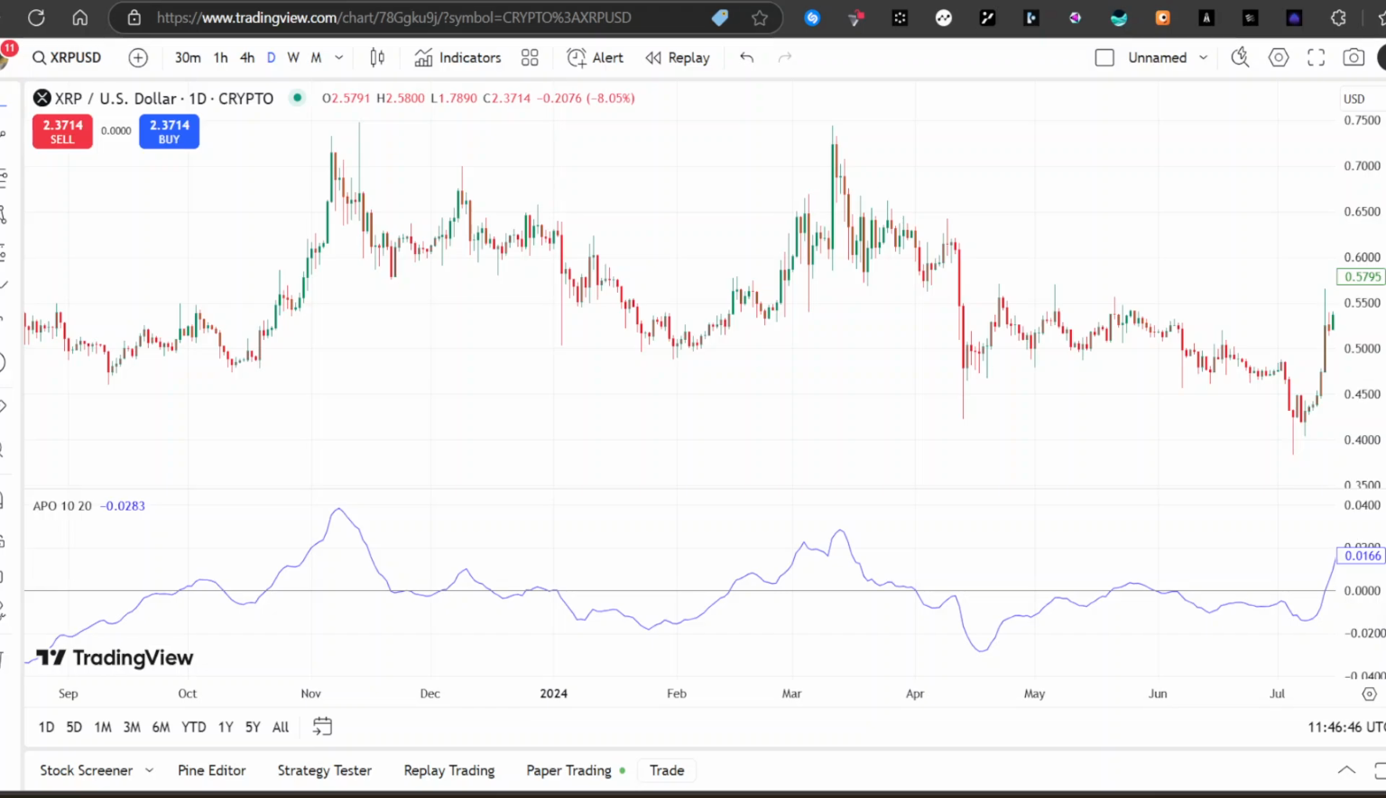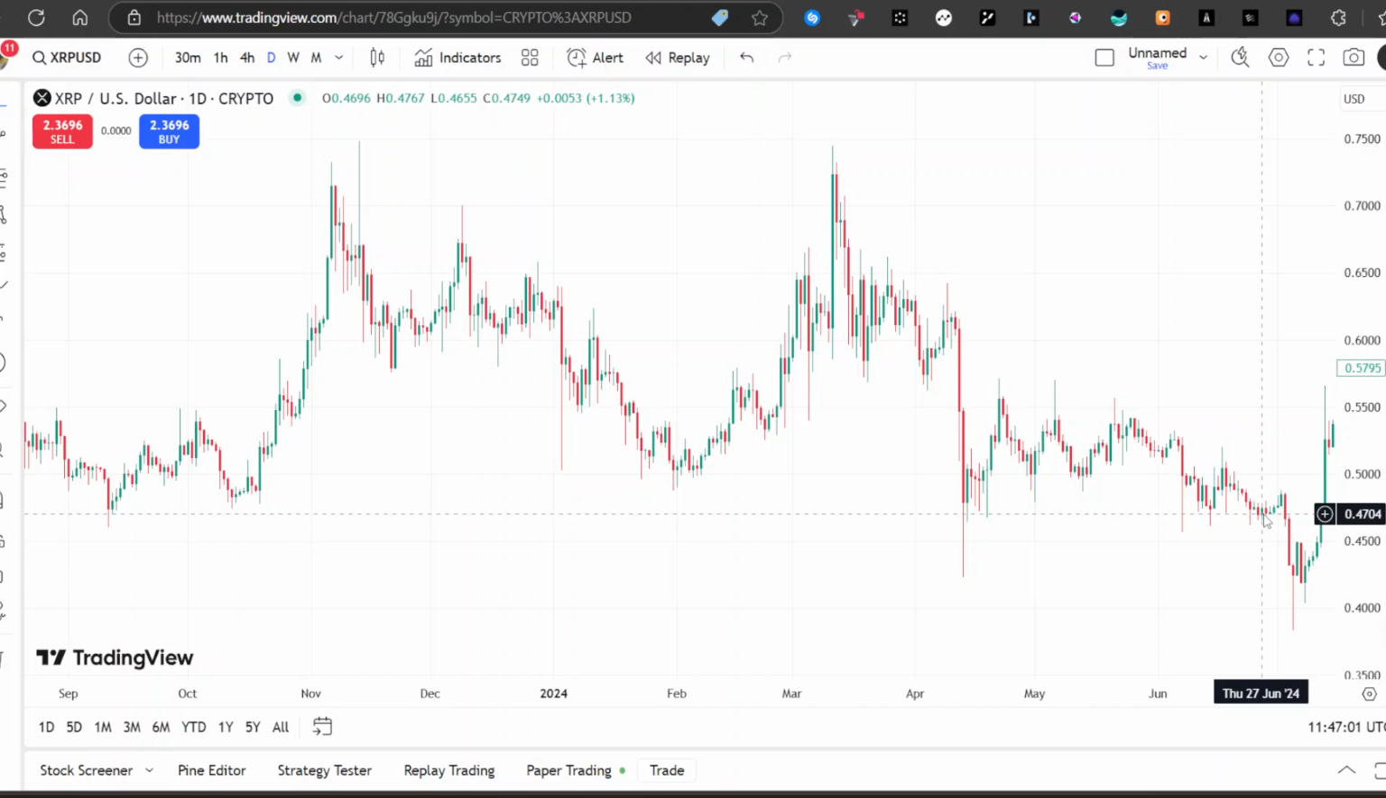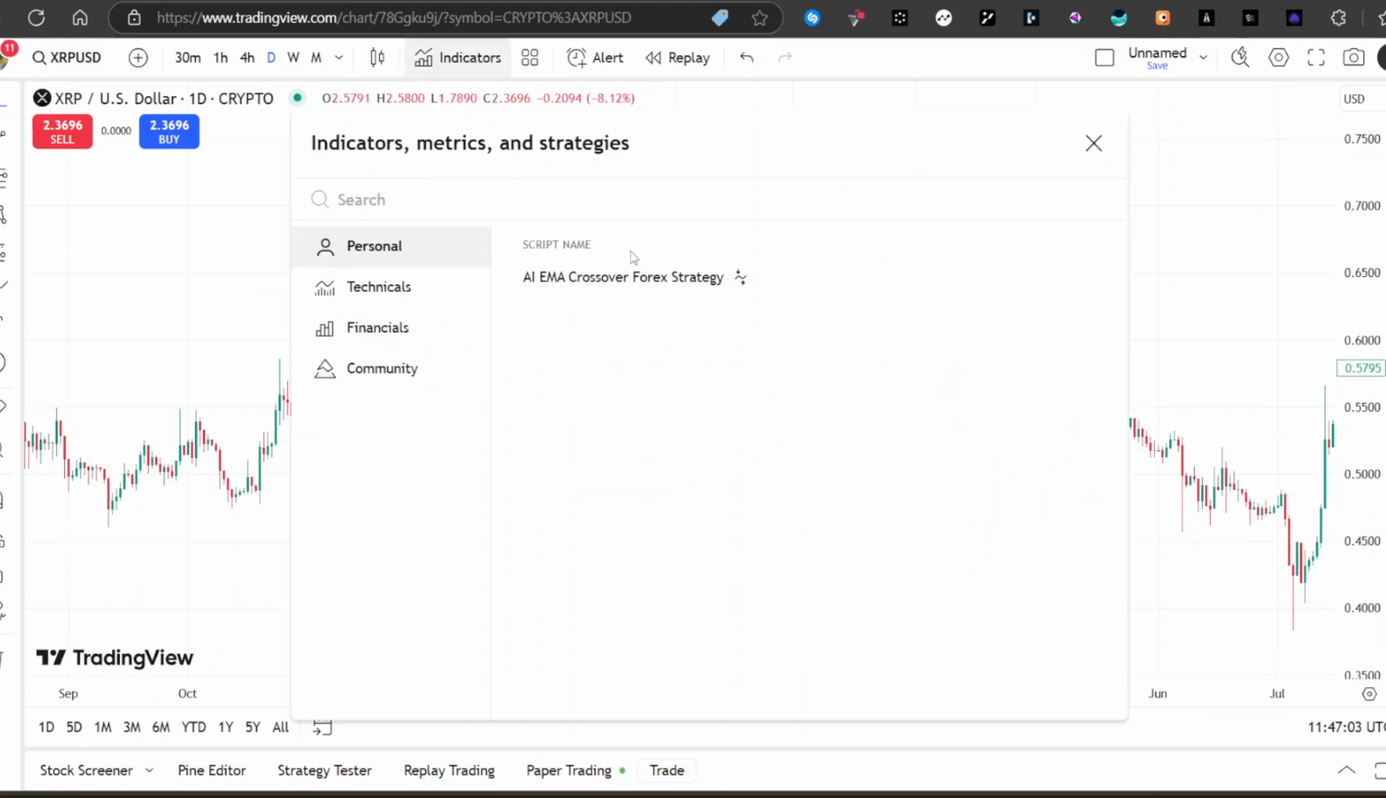All right, now that we understand what the APO is and how it can help, let's talk about how to use it effectively in your trading. Now, the first thing is to choose the right moving averages. One of the first decisions you make is which moving averages to use in your APO calculation.